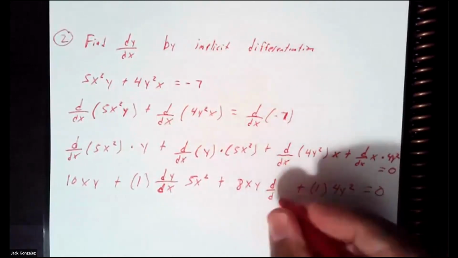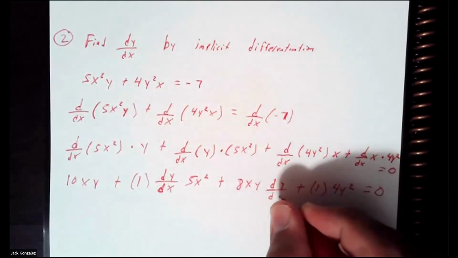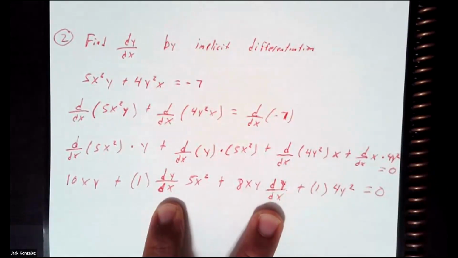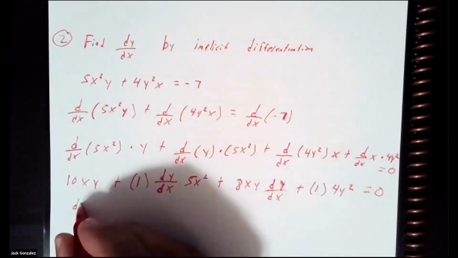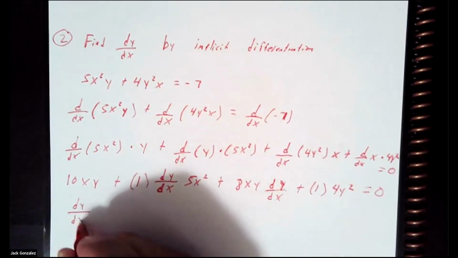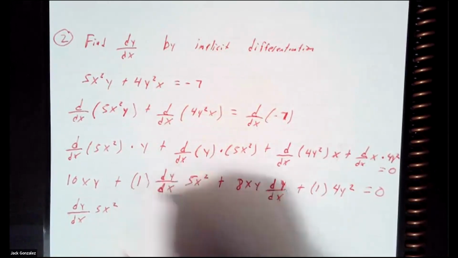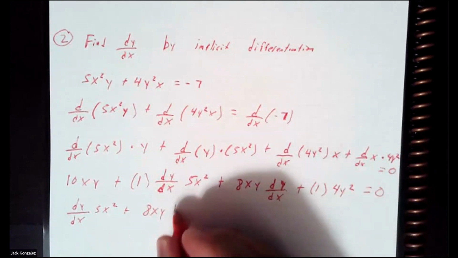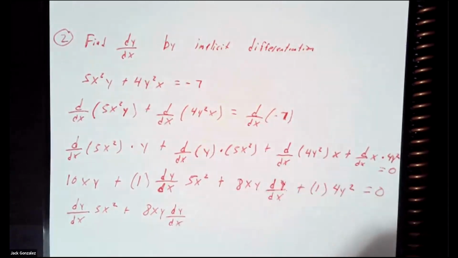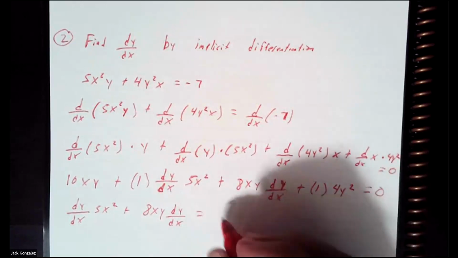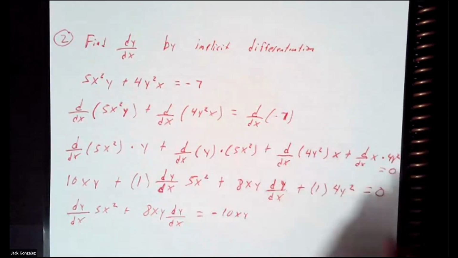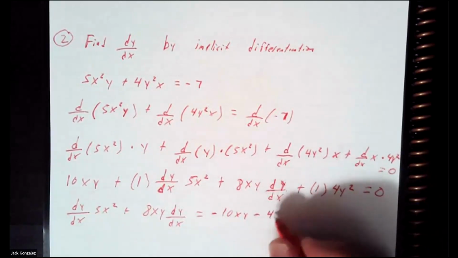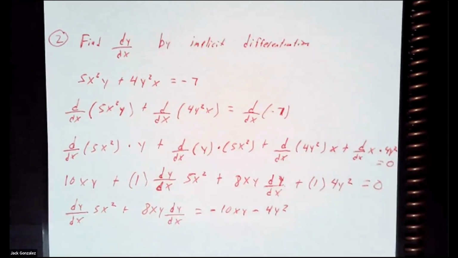You need to put all the pieces that you want on one side. So keep these two together, move everything to the right-hand side. So I have dy/dx 5x squared plus 8xy dy/dx equal to negative 10xy. So subtract this piece and subtract this piece. Up to this point, are you still with me?